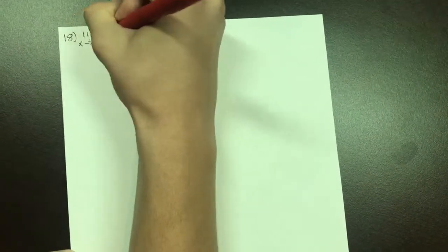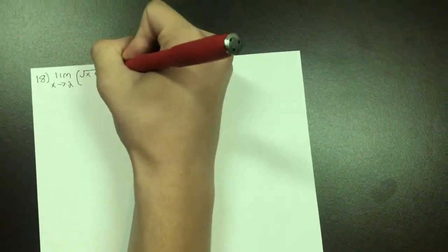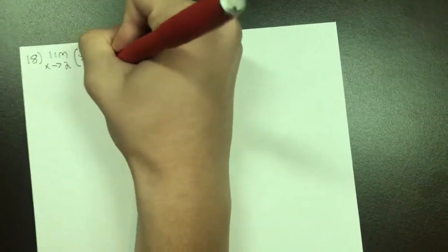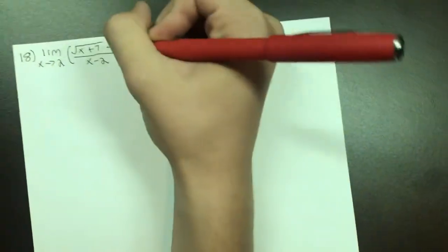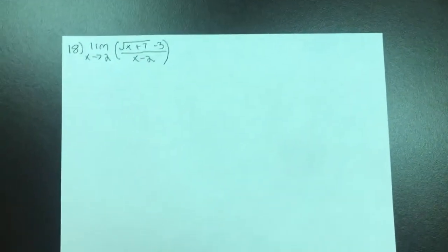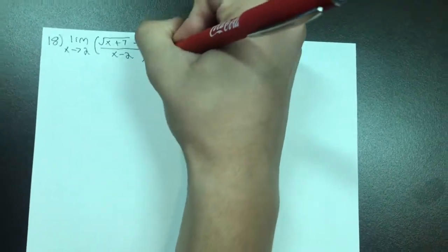So the first problem we had for this project was number 18. You first start by writing the limit as x approaches 2 of radical x plus 7 minus 3 over x minus 2. You need to substitute the number 2 for x on the bottom and on the top, and it will give a 0 on the bottom, and that's why we need to continue the problem by simplifying it.